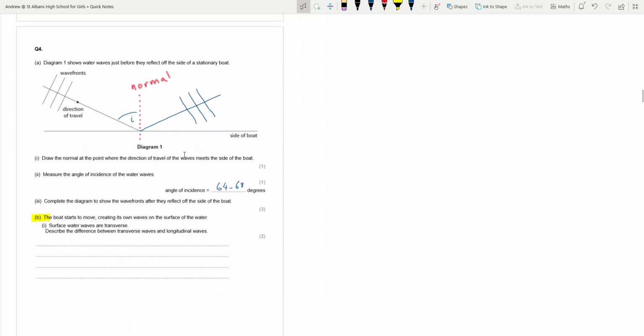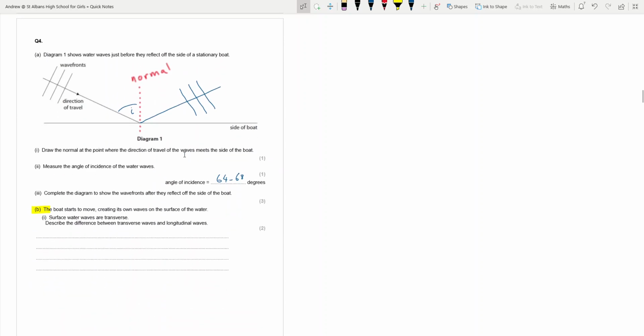Right, question 4. Well, there's a few things that start getting a bit more wordy. Okay, so we've got a diagram. So we've got a wave coming in. We've got some wave fronts, and we're asked to draw the normal at the point where the direction of the waves meets the side of the boat. So it's 1 mark for drawing this red line. You don't need to label it as normal because it's obvious what it is.